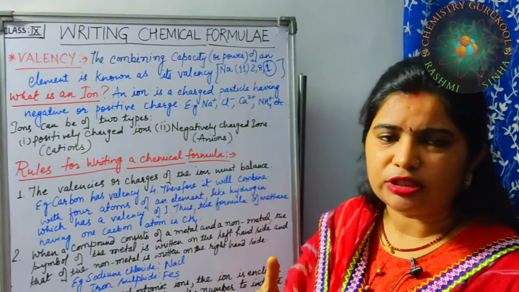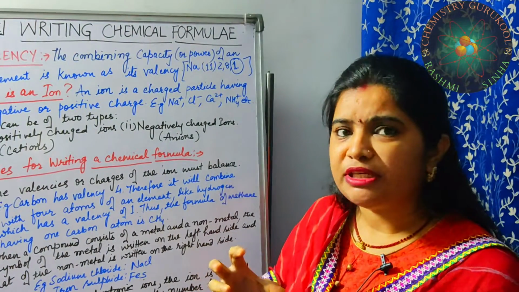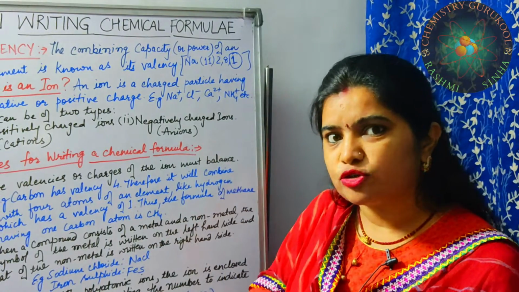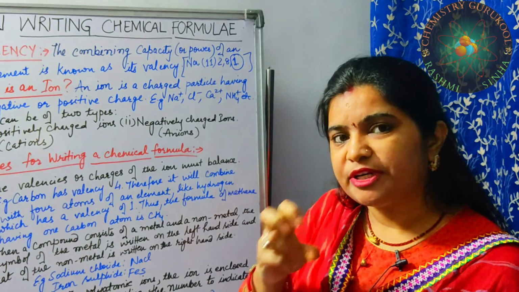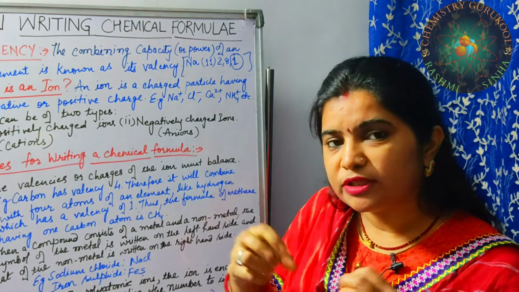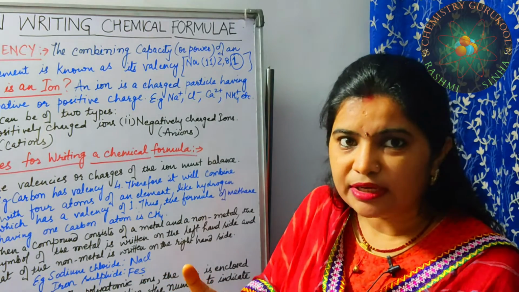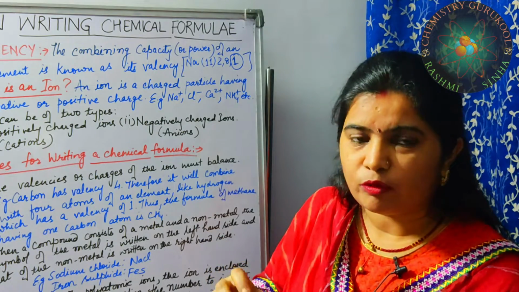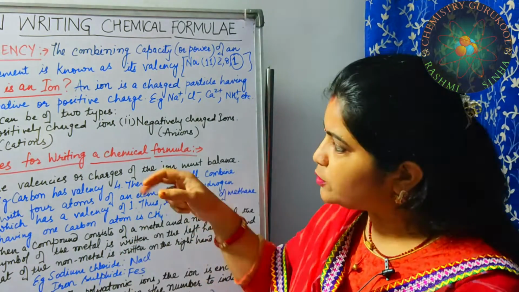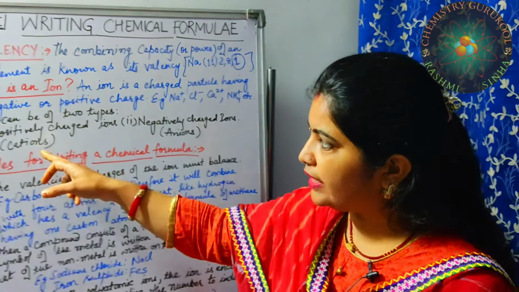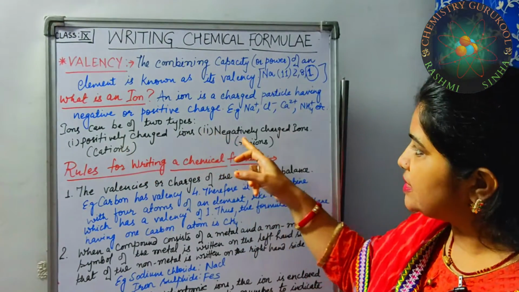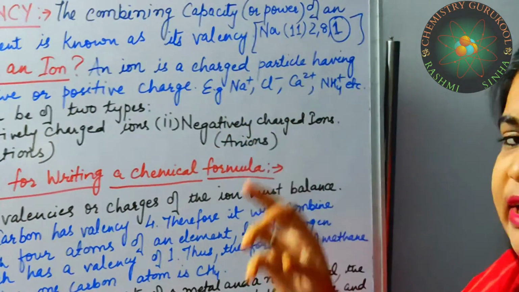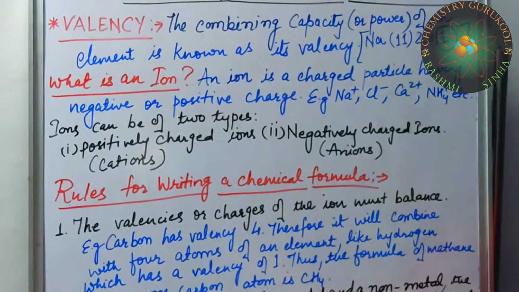Okay, now after valency there is a term called ion. What is an ion, children? Ion means when an element loses or gains electrons, at that particular time it gets converted into an ion. It is a charged particle, you can say. It could be positive or negative. When it is positively charged, we call it a cation. When it is negatively charged, we call it an anion. Some of the examples you might have seen in your books.